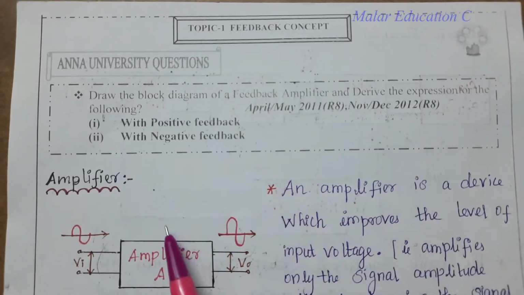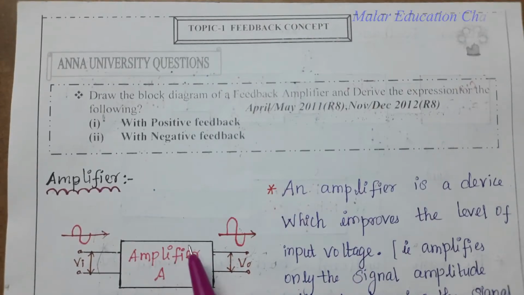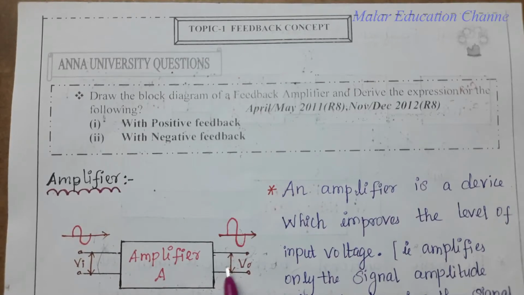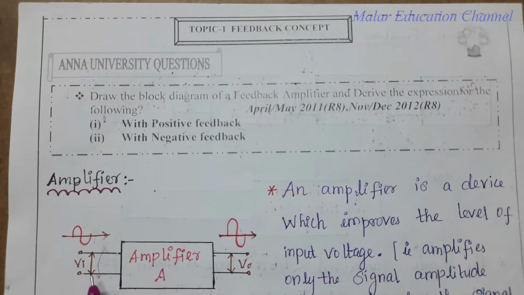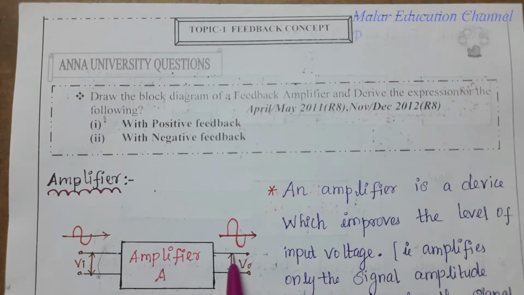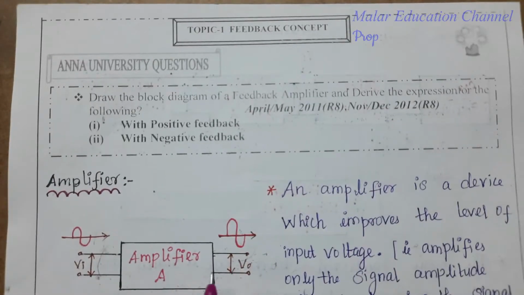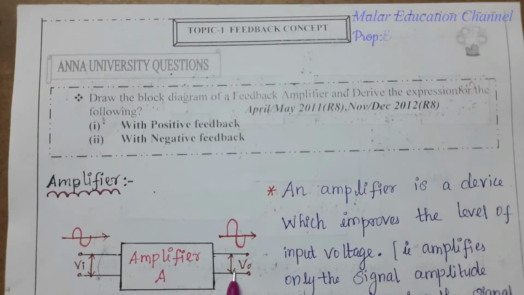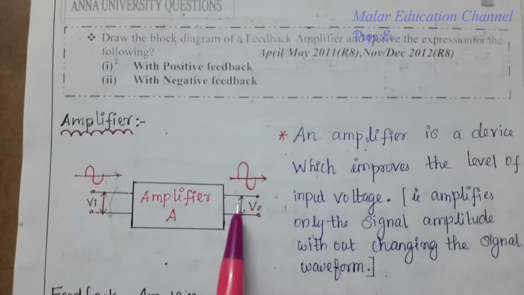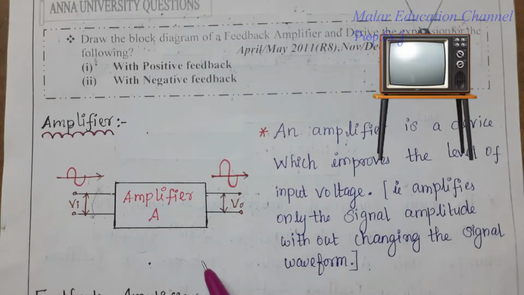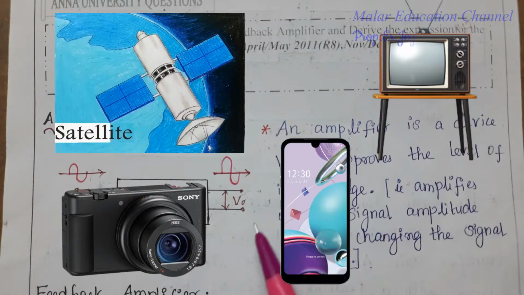Before entering the topic, we need to know what an amplifier is. In simple words, an amplifier is a device which amplifies the input signal. For example, if you provide 1 volt to the input side, we will get an output of around 7 or 8 volts. That is, a low level input signal is enhanced to get the output. This is for our normal amplifier. It is included in every one of our devices, for example, television, satellite, camera and smartphones, etc.